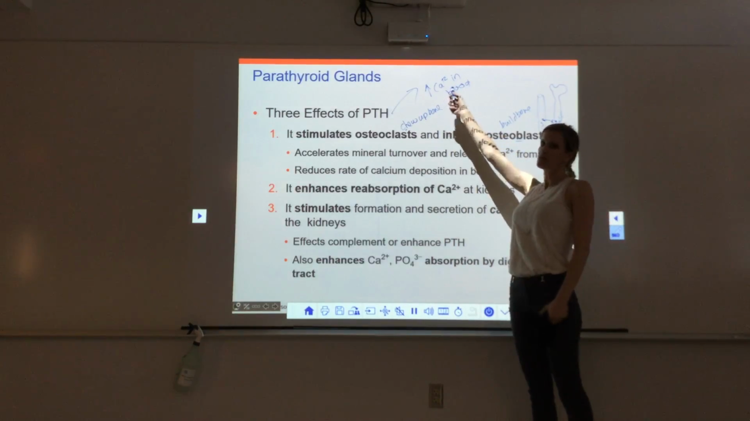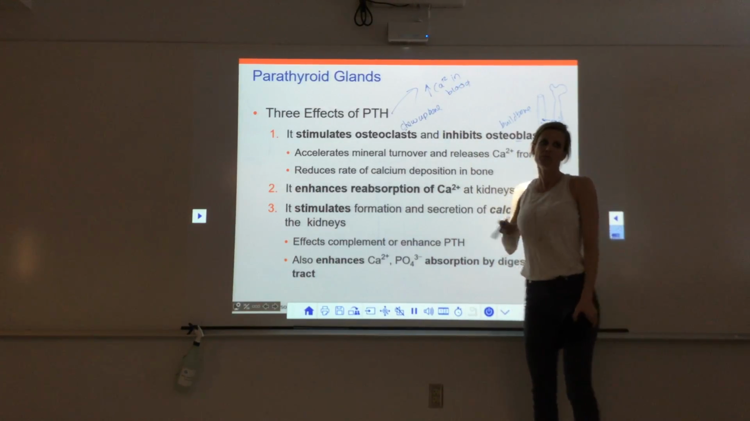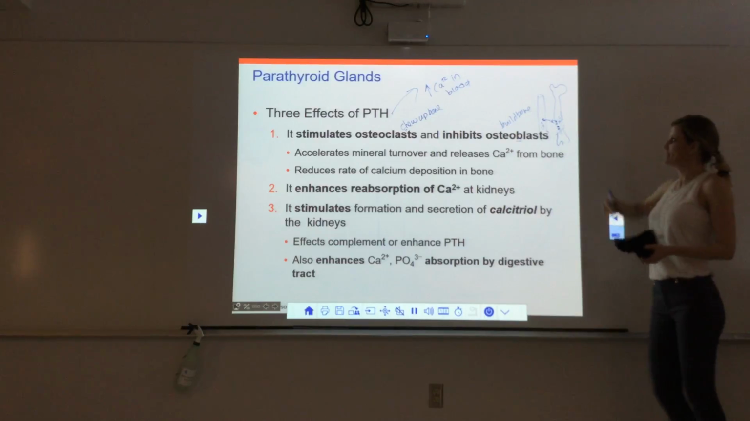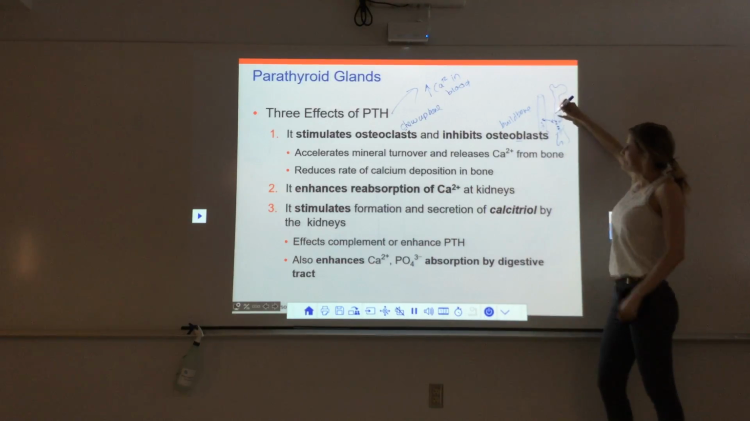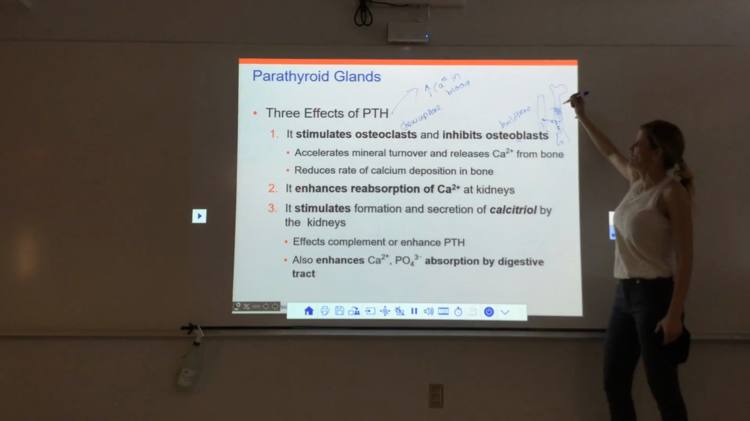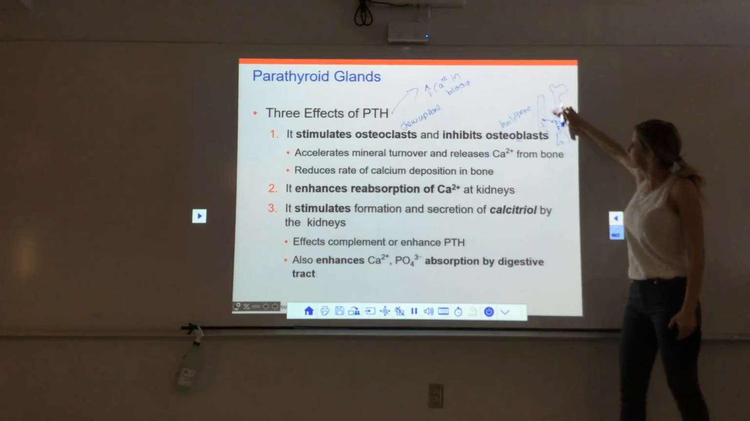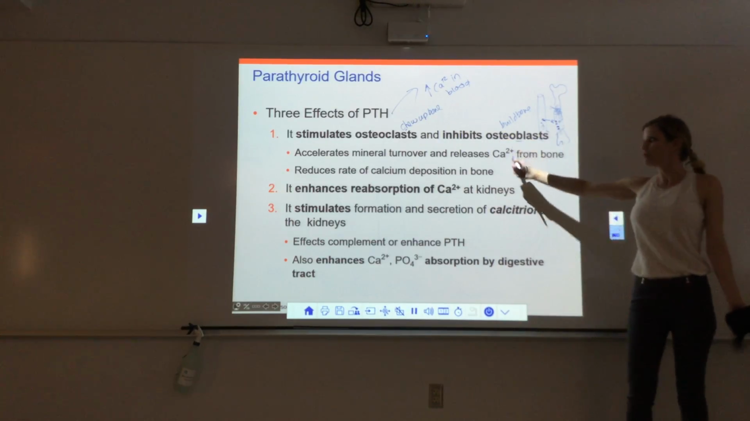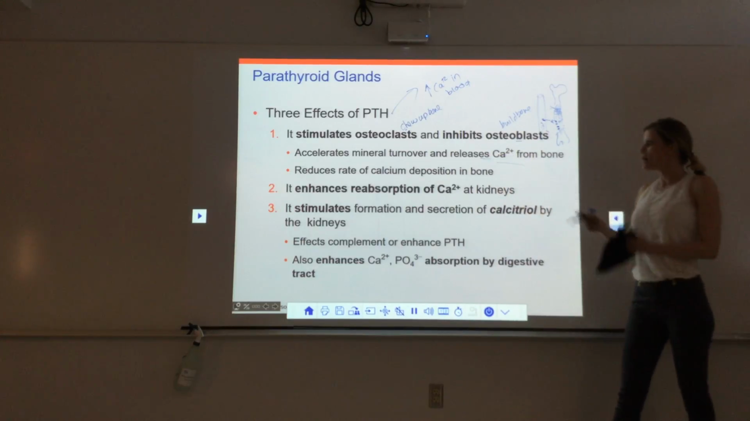That makes sense, because I want to increase the amount of calcium in the blood. Inhibiting the blasts makes sense. Remember, the blasts are going to do the opposite. They're going to build the bone. So they're going to pack all this in, and all the calcium is going to start going into the bones. We don't want that, because it's going to decrease the amount of calcium in the blood. Right? So inhibiting the blasts makes sense. Overall, that releases calcium from the bones.